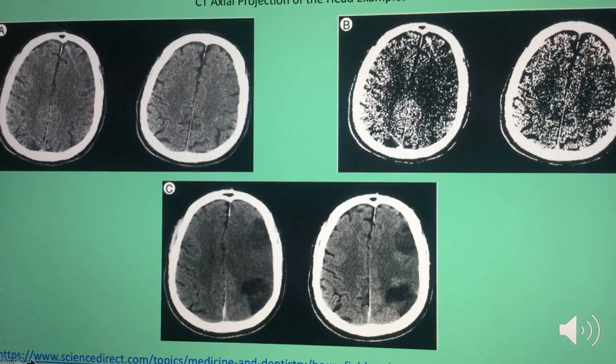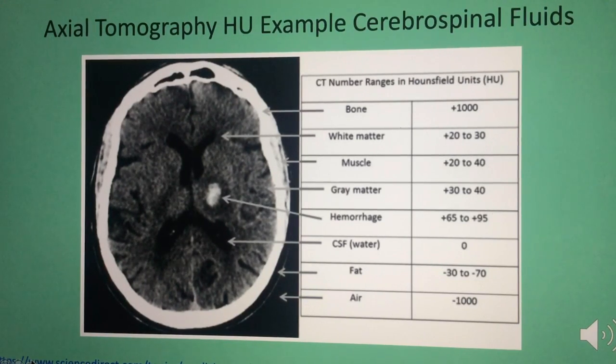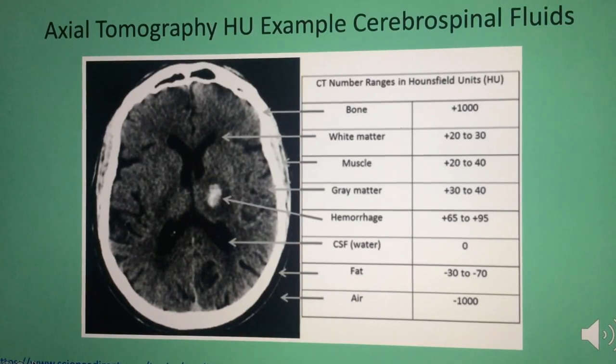Then on C, this image is an axial tomography of the skull, and it is the perfect example of what I was telling you earlier about the ranges of the Hounsfield units, because they optimize the information depending on the tissues to be able to diagnose a specific pathology. Like in this case, we see a hemorrhage in the brain, and they are looking for cerebrospinal fluid.